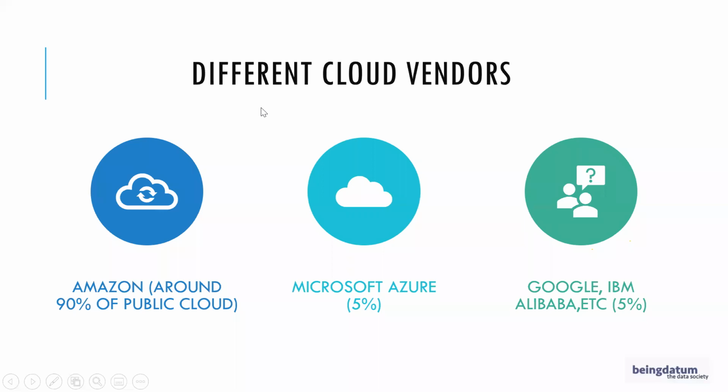So we have three cloud vendors which we mostly see in our career. We have Amazon, we have Azure, we have GCP, Google Cloud. But the market leader is Amazon, and most of the market, that is 90% of the market, is acquired by Amazon due to its various services and other offerings provided by them. Now, the other 5% is acquired by Azure, and the remaining 5% is acquired by IBM, Google, Alibaba, and the other different cloud vendors which we have in the market.